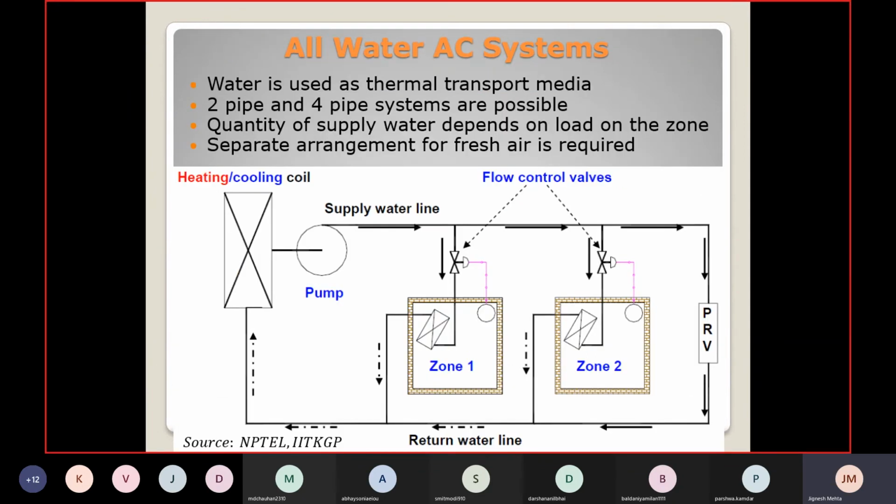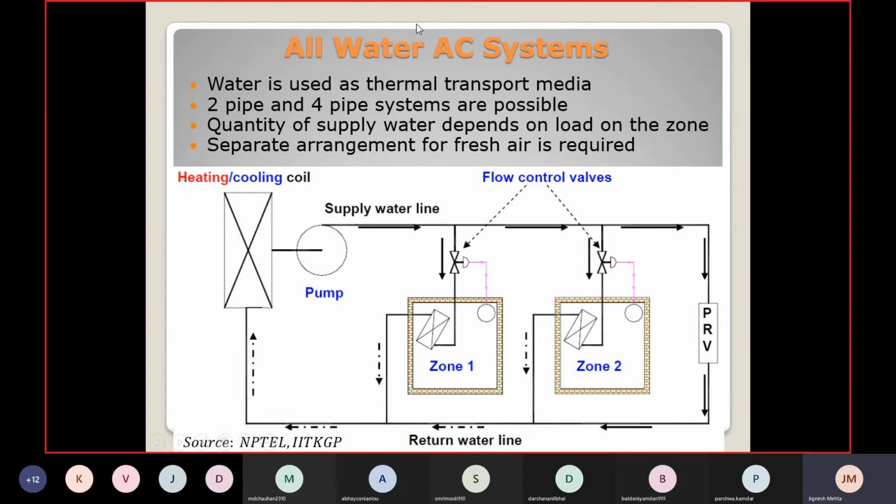So let's talk about all water air conditioning systems now. Here water is used as the thermal transport media, and there can be two pipe system or four pipe system, right? In case of all air, this is like single duct and dual duct systems, right? So two pipe means there is only one supply pipe, one return pipe, so two pipe system. Four pipes means two supply pipes, one carrying hot water and another carrying cold water or chilled water, and again return cold water and hot water, right? So that will be four pipe. Here only two pipe system is shown.